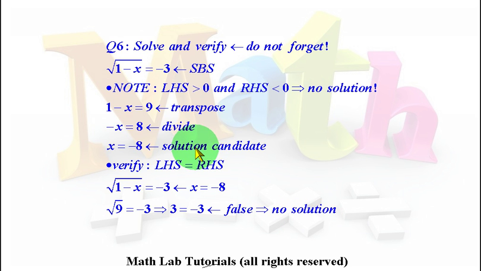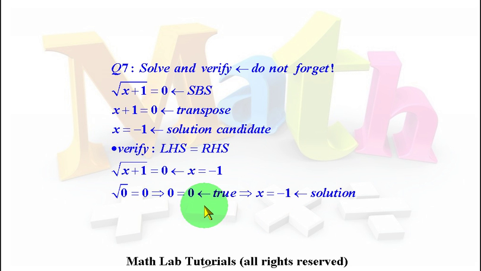So that candidate that we got up here, which was negative 8, is in fact an extraneous solution. Okay? It's a solution to the squared equation, but it's not a solution to the original radical equation. It's a solution to the radical-free equation, but not a solution to the actual radical equation up here. Okay, so we can go on to the next slide.